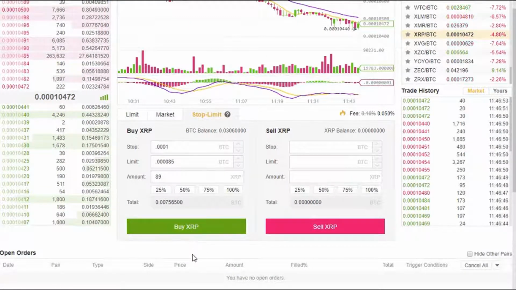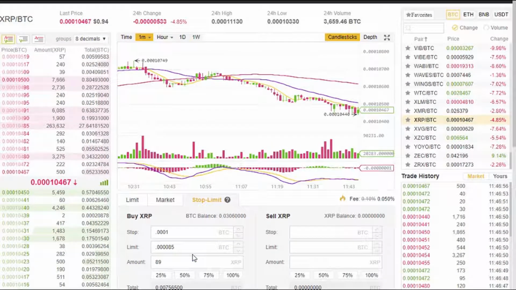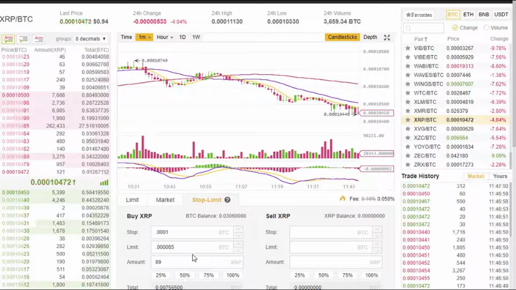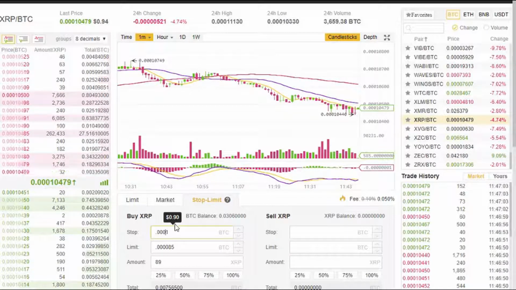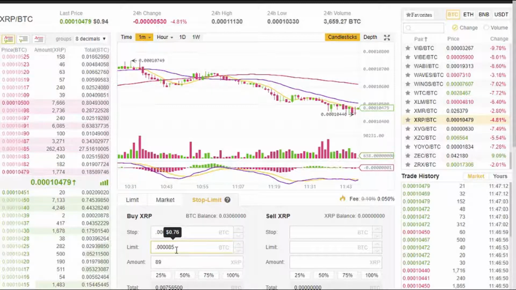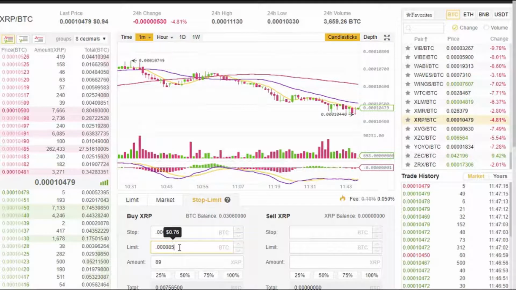Now, what does that do? Well, that puts an order out there, and it's ongoing. It's there, not forever, until it's filled or you remove it. So it's saying that I will buy with my Bitcoin Ripple if it goes to 90 cents. And while between 90 cents and 76 cents, I'm going to be buying. And it will fill that order in that range.